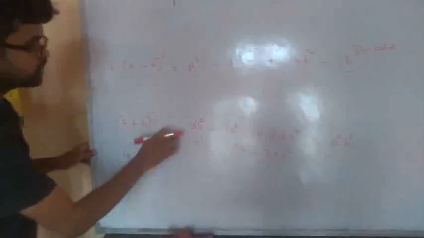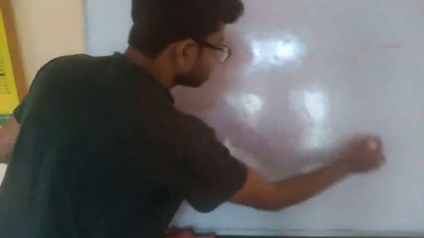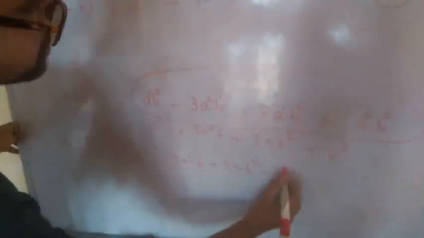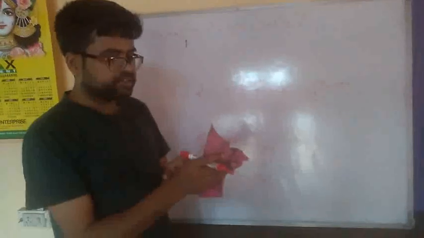And for a minus b whole cube, this will remain the same, but as I have told you, where there is odd, you have to write minus, b cube. So I think you have got the formula correct. And let us see the other form of these two formulas.